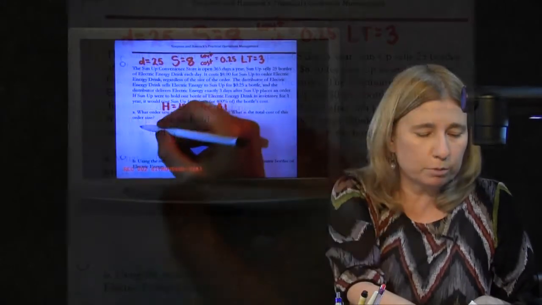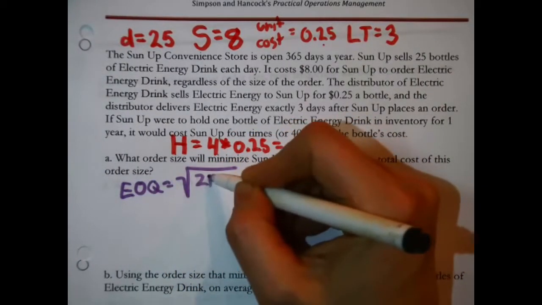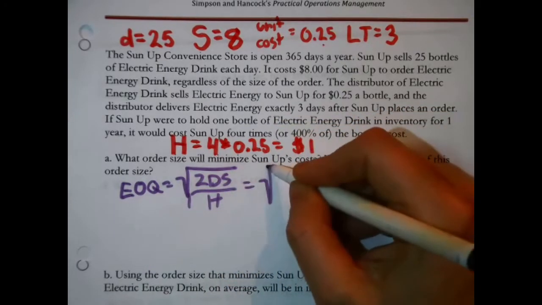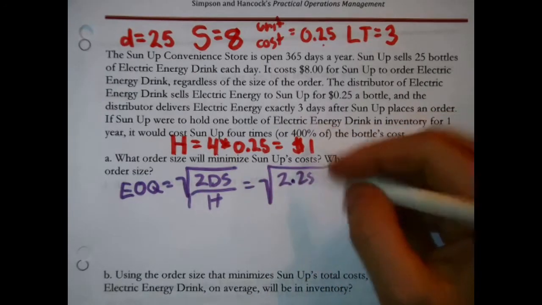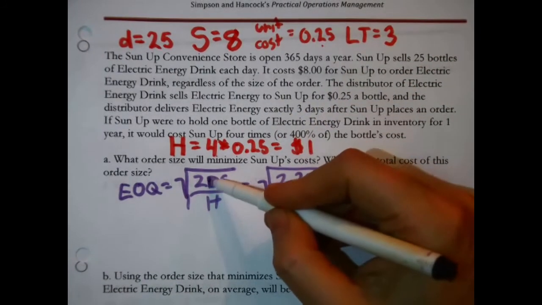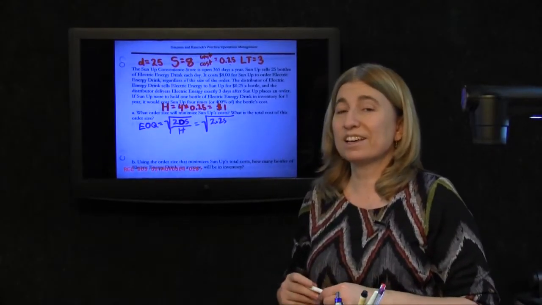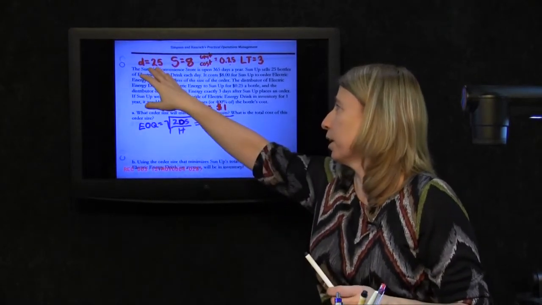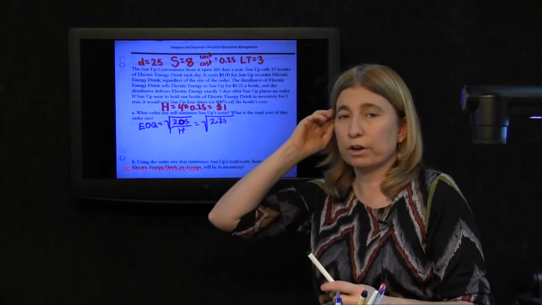This is an EOQ problem. You may have seen that right away and said, all right, EOQ is the square root of 2 times D times S divided by H, and it looks like we've collected everything that we need. So we start filling in that formula and we say 2 times. Now, you might have said 2 times 25 and not really gotten the answers that you wanted. One of the things we have to remember about the EOQ formula is the capital D is always annual demand. We were told something about demand, and I wrote it down. I said lowercase d, daily demand is 25 bottles.